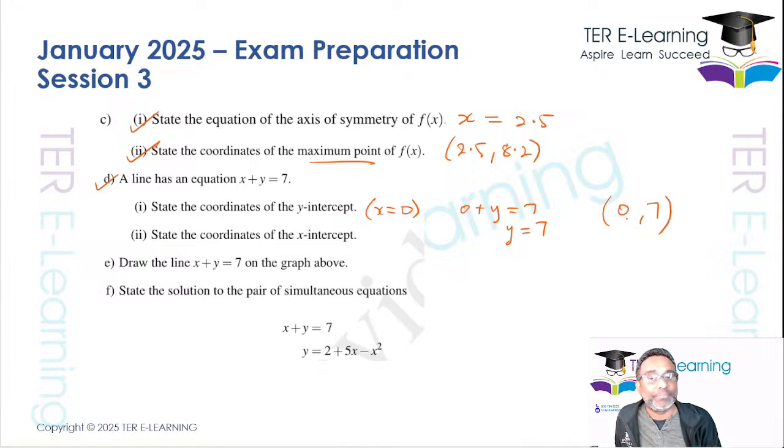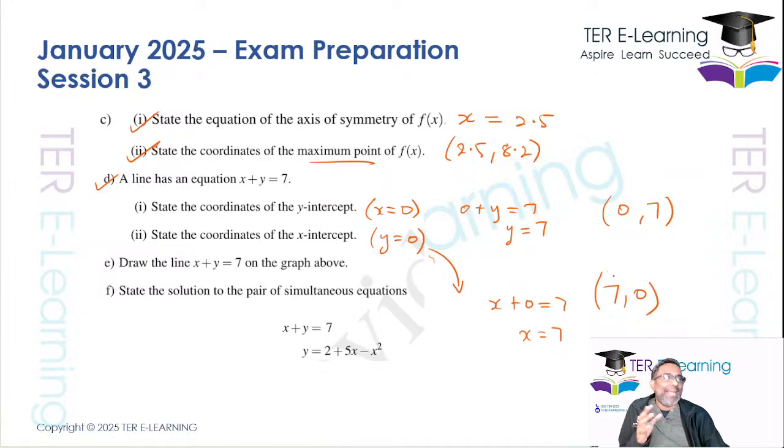That's the y-intercept. If I want to work out what is the x-intercept, right? Now the x-intercept occurs when y is equal to 0, right? So for this one here, you're going to put x plus 0 is equal to 7. So therefore x is equal to 7. So therefore this point here is going to be 7, 0, right? So I've just worked out the x-intercept and the y-intercept.